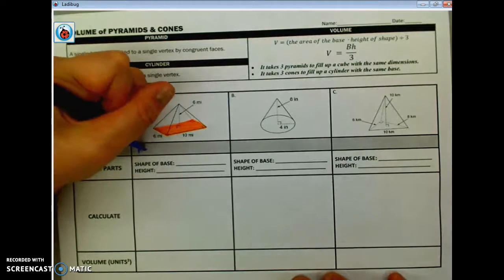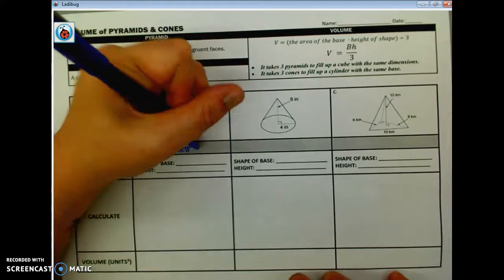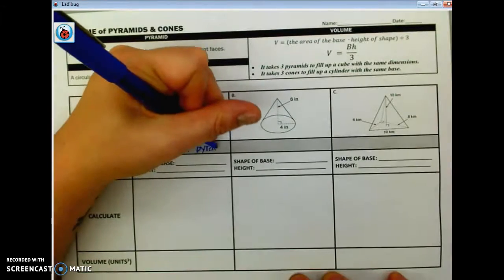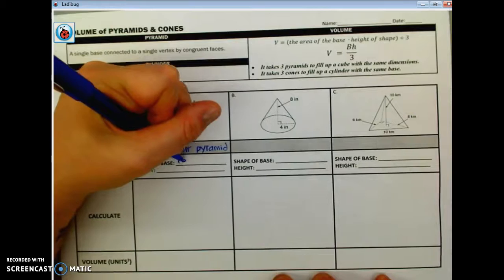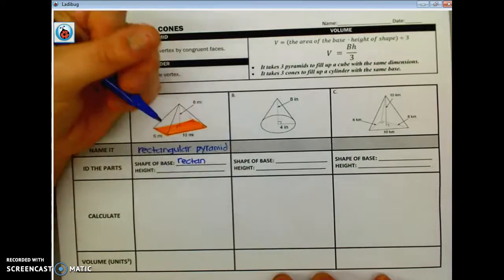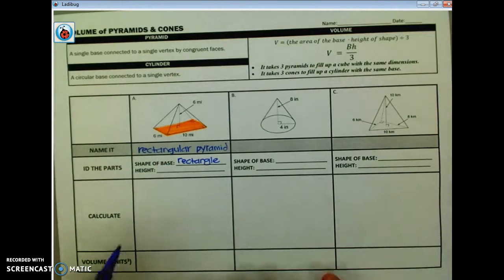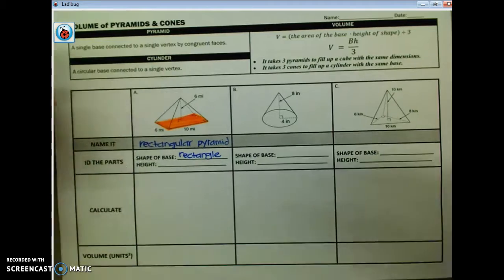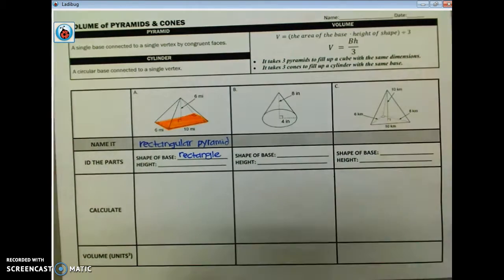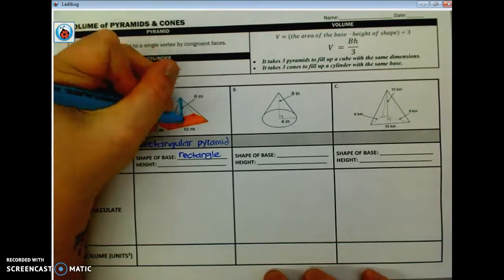So we have a rectangular pyramid. All right, and again, the base is a rectangle. And we want to pay attention to the height. So remember, once we've identified the base, you want to look for that perpendicular height. And I'm going to go ahead and do that in blue. So my height is right here.